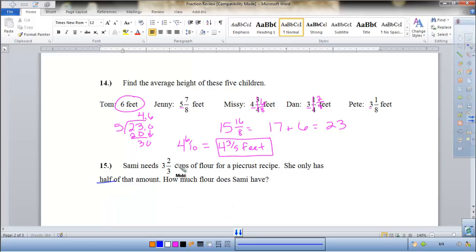Now for number 15, it says Sammy needs 3 2/3 cups of flour for a pie crust recipe. She only has half of that amount. How much flour does she have? Now you don't want to divide this by 2 or by 1/2 because then you'll end up multiplying by 2 when we flip the second guy. You want to go 1/2 of this, and that of, so if we have 1/2 of 3 2/3, remember that of sometimes tells us that we need to multiply. So I have 3 2/3. I'm going to multiply it by 1/2. I need to make this an improper fraction, so I have 11/3 times 1/2. I can't simplify, so I would end up with 11/6, which then is 1 5/6 cups.